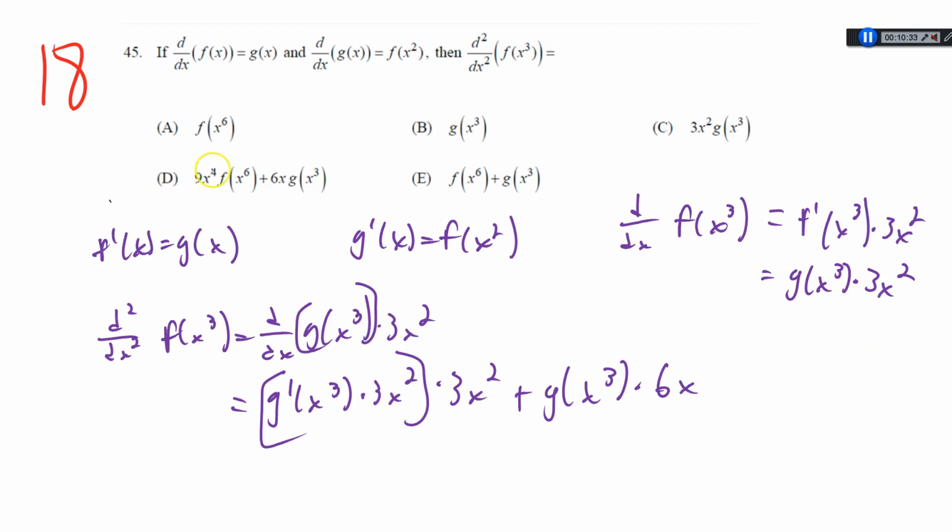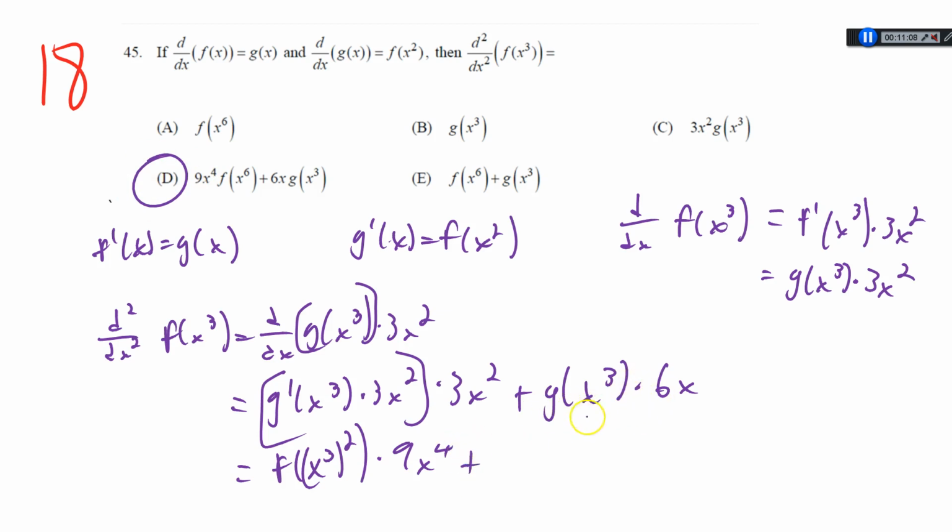Looks like it's going to be d. We'll have to flesh it out, but I'm pretty sure it's going to be d, because that's the one that has that 6x hanging on. So let's see. So g prime of x cubed, they tell us g prime is f of x squared. So g prime of x cubed is going to be f of x cubed squared, right? Because g prime of x is f of x squared, so g prime of x cubed is going to be f of x cubed squared. Multiplied by, let's see, 9x to the fourth. Yeah, this is looking real good.